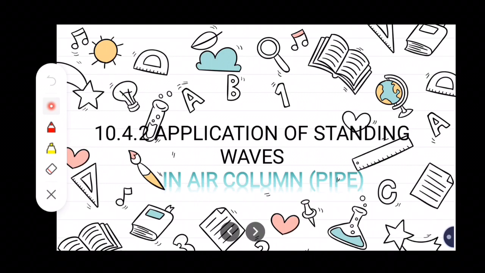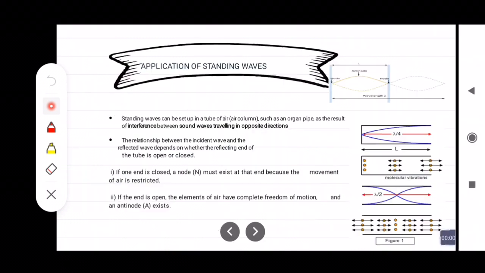Assalamualaikum and hi guys. Today we're going to discuss 10.4.2, application of standing waves in an air column or pipe. Basically, standing waves can be set up in a tube of air or air column, such as an organ pipe, as the result of interference between sound waves traveling in opposite directions.